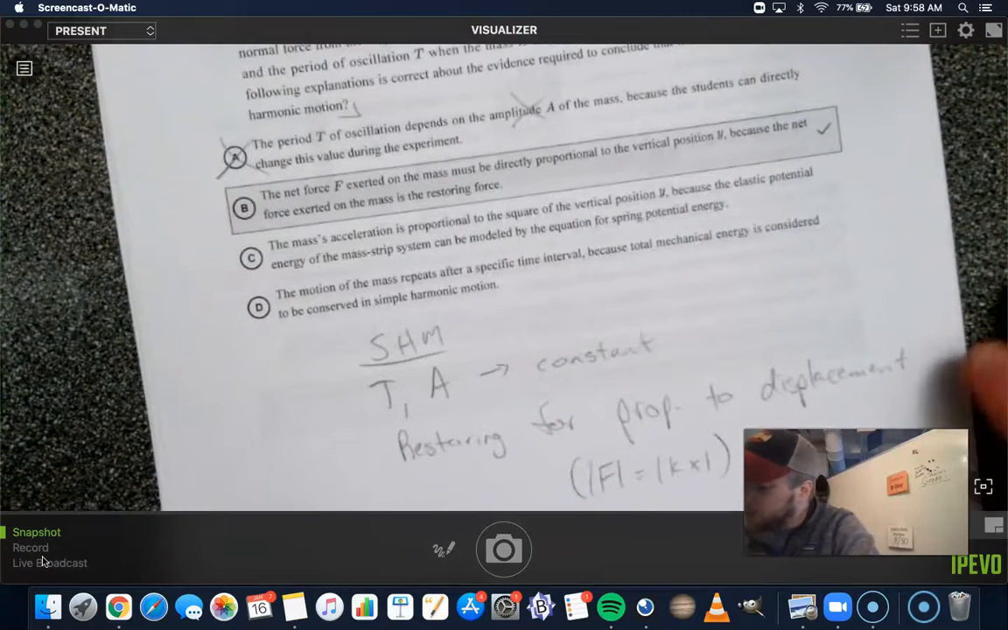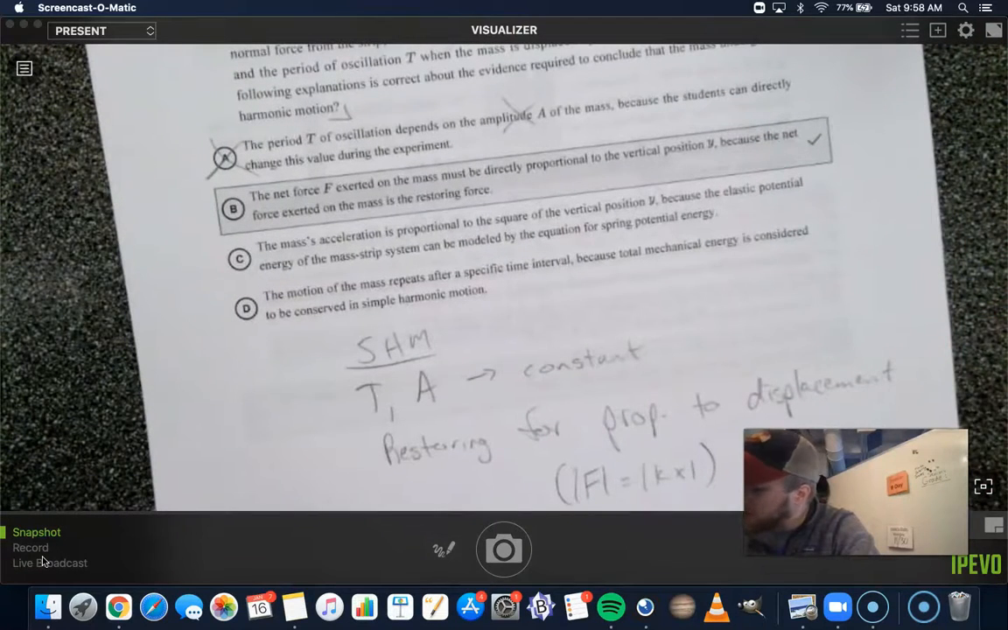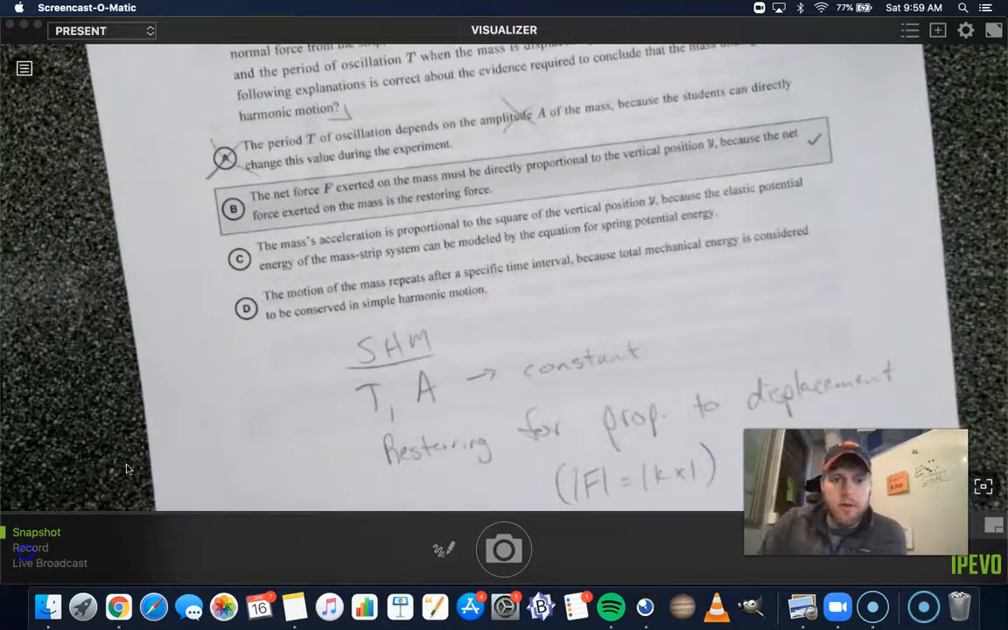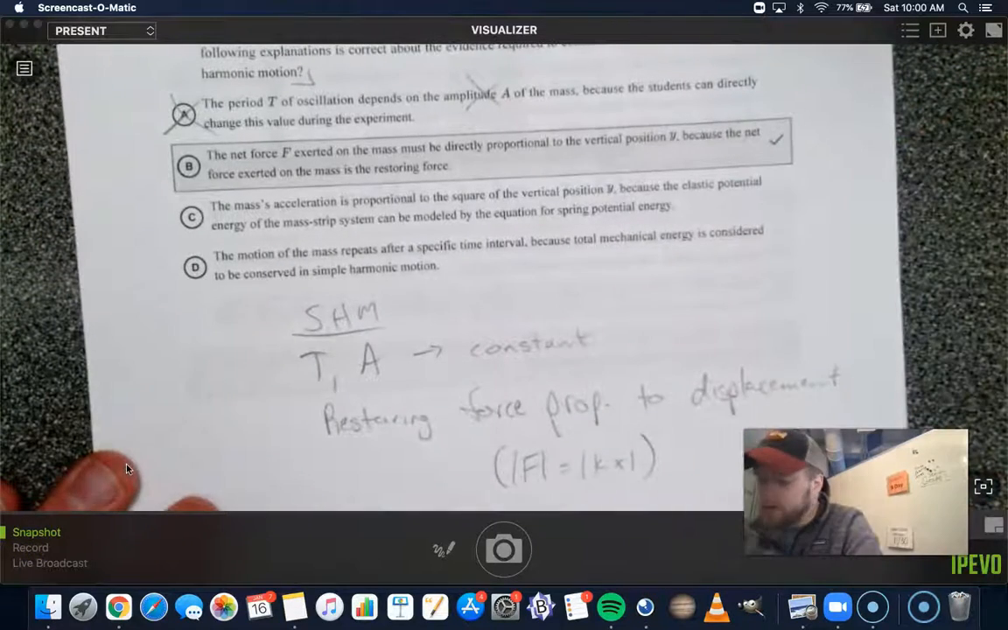Mass's acceleration is proportional to the square of the vertical position. Why? Because the elastic potential energy of the mass strip can be modeled by the equation for spring potential energy. Right away, that doesn't strike me as an easy one to eliminate, so let's check D. The motion of the mass repeats after a specific time interval because total mechanical energy is considered to be conserved in simple harmonic motion. So notice I skipped over C. I'll show you why that's wrong in just a moment.